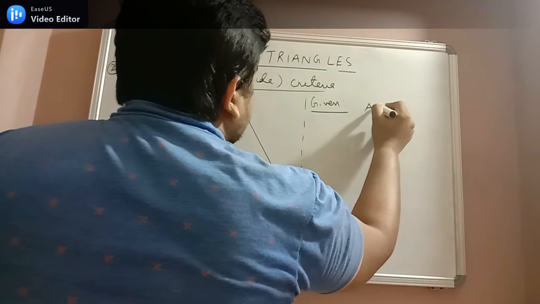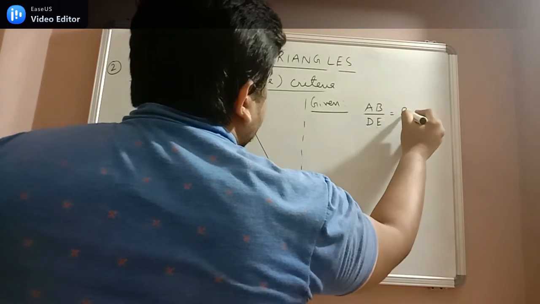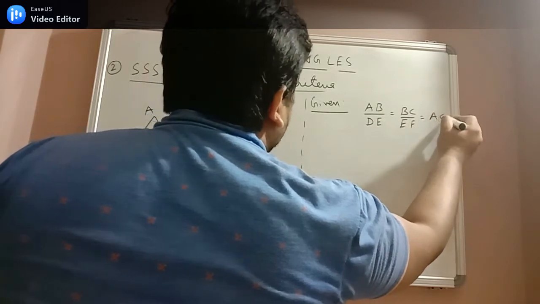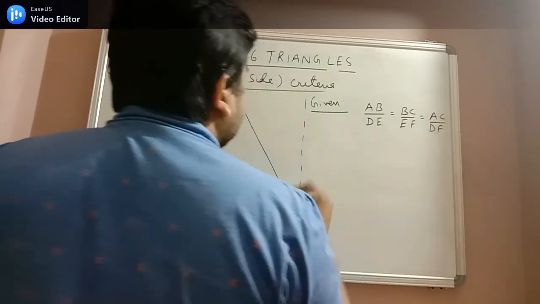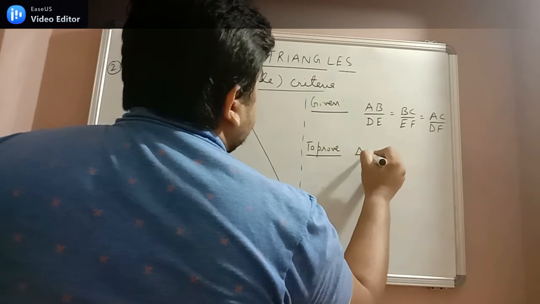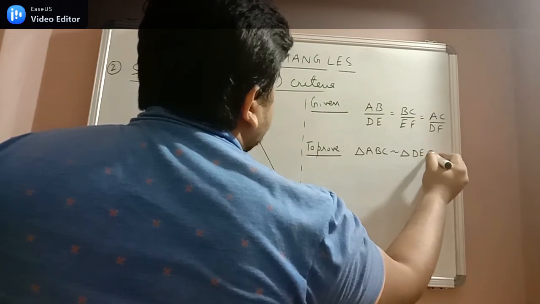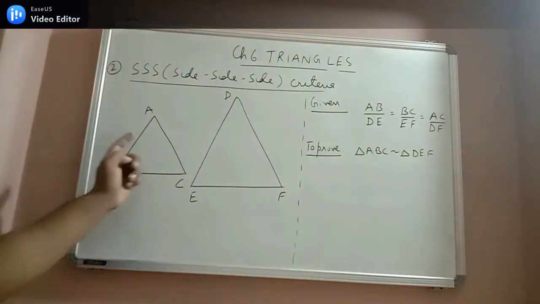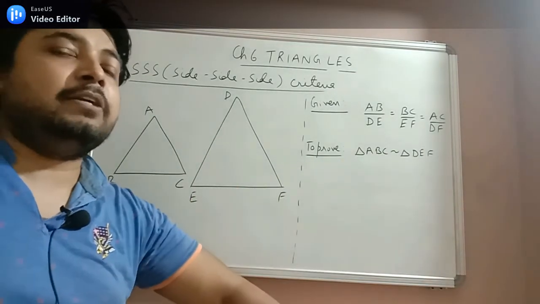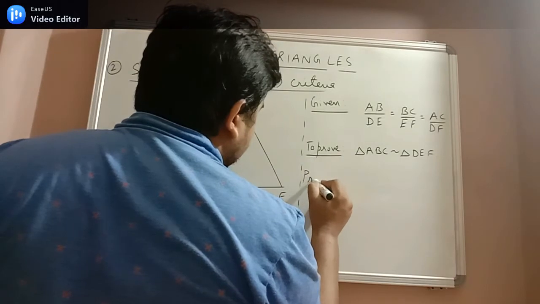It is given that AB upon DE equal to BC upon EF equals to AC upon DF. Now we need to prove that triangle ABC is similar to triangle DEF. In other words, if I am able to prove their corresponding angles are equal, then I can write triangle ABC is similar to triangle DEF. Now let's see the proof.